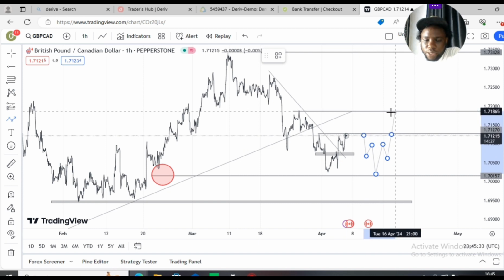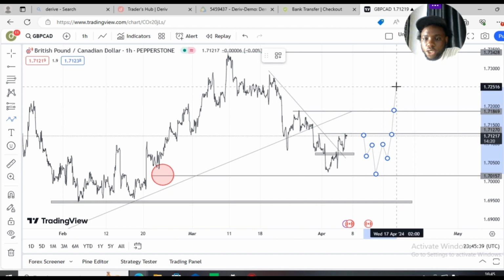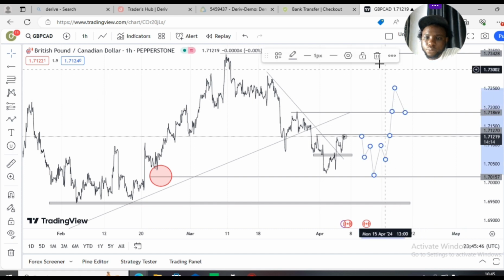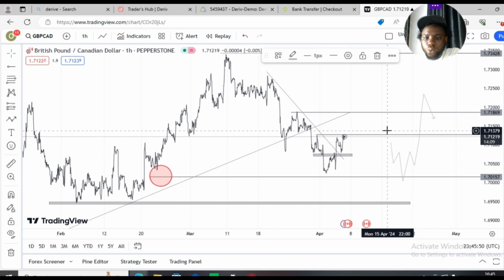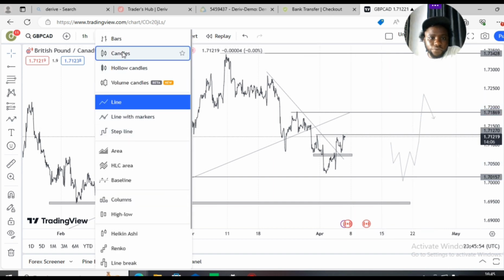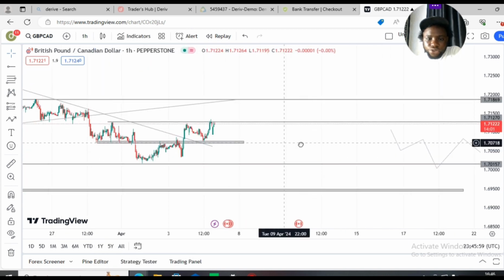If price can successfully break our neckline, then we're expecting a push up to this minor resistance level. If possible, push up again to give us a series of higher highs and higher lows, then equally push up to the further upside. So all we just have to do is watch how price is going to act on these levels and see how we're able to take a trade.